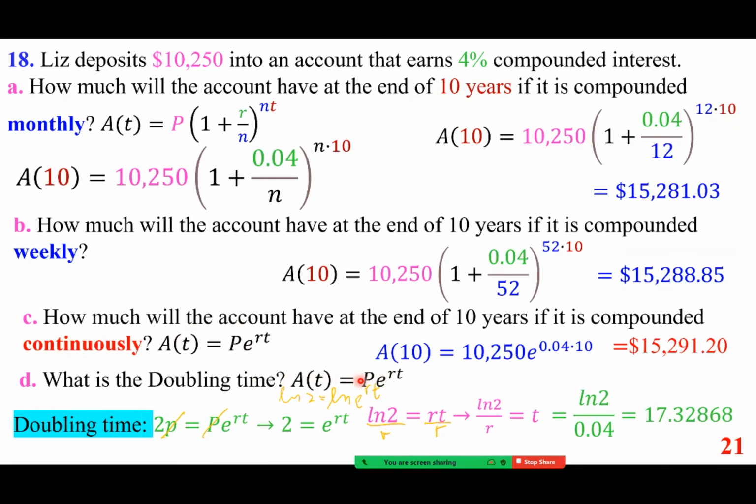Now, if it's going to be doubling, this A of t becomes 2 times the P. Do you see that? P is the principal. Doesn't matter if it's 10,250 or any other number. This P, when we discuss doubling time, becomes 2P. Does that make sense? So I'm using this formula. I'm going to replace the left side with 2P and the rest follows. Does that make sense? Yes, thank you.